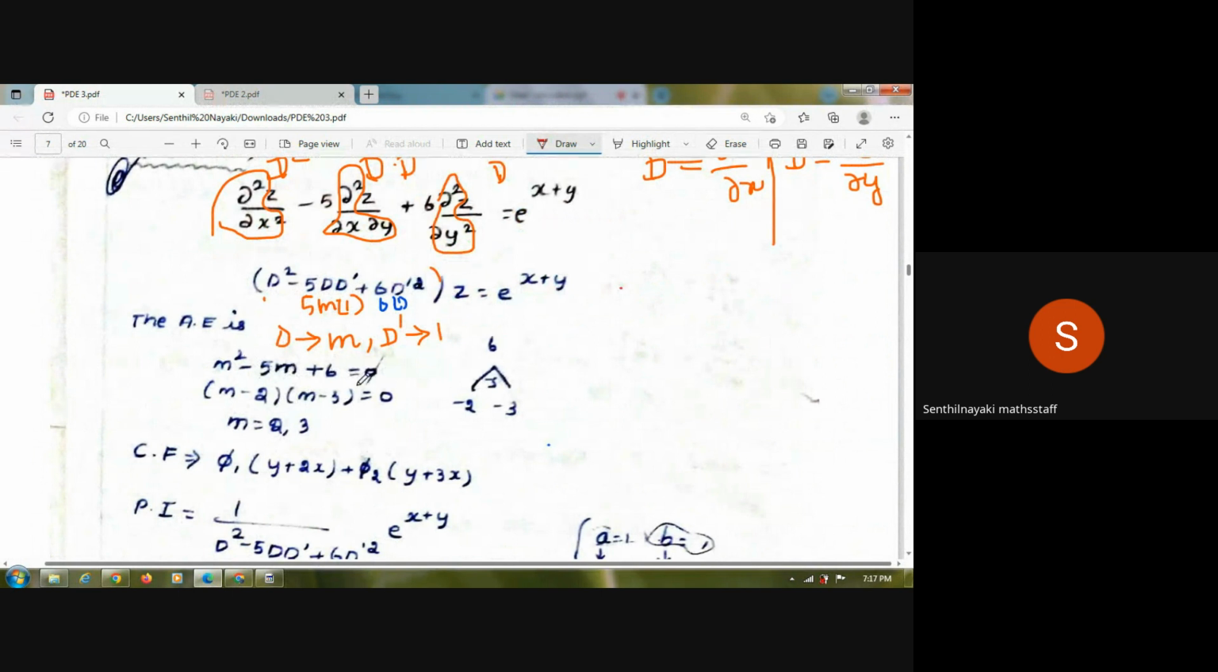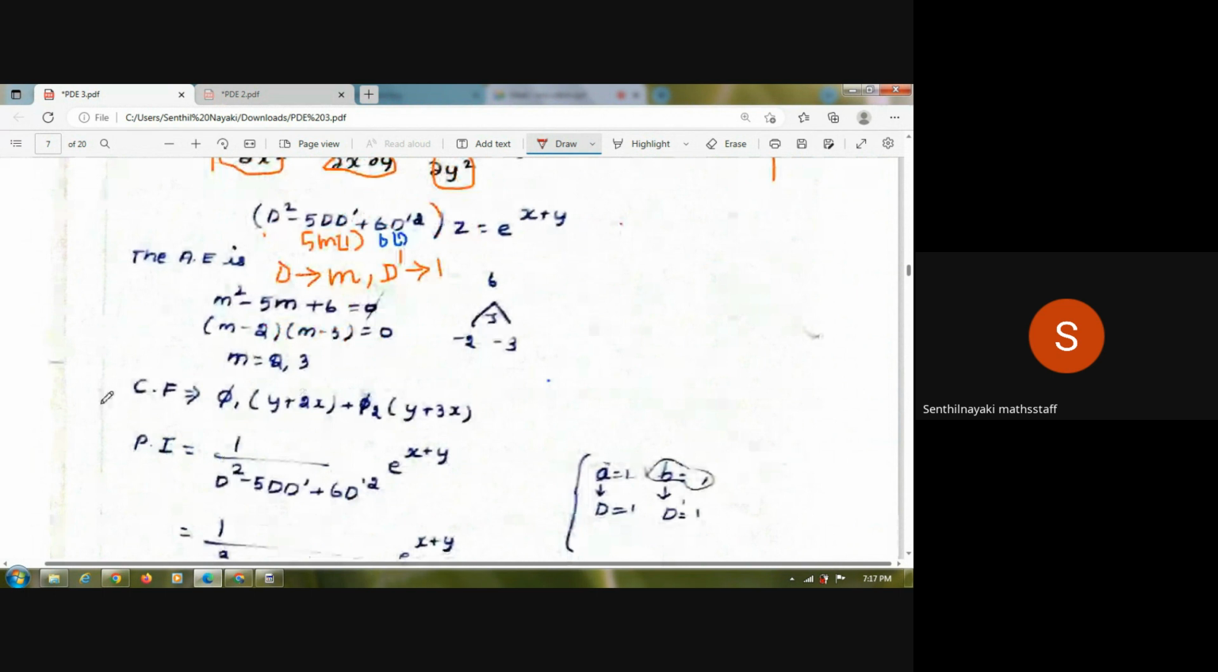So we have to find the roots satisfying these two conditions. If you multiply, you get 6. If you add, you get minus 5. Minus 2 and minus 3 satisfy these two conditions, so (m minus 2)(m minus 3) equal to 0, then the roots are 2 comma 3.